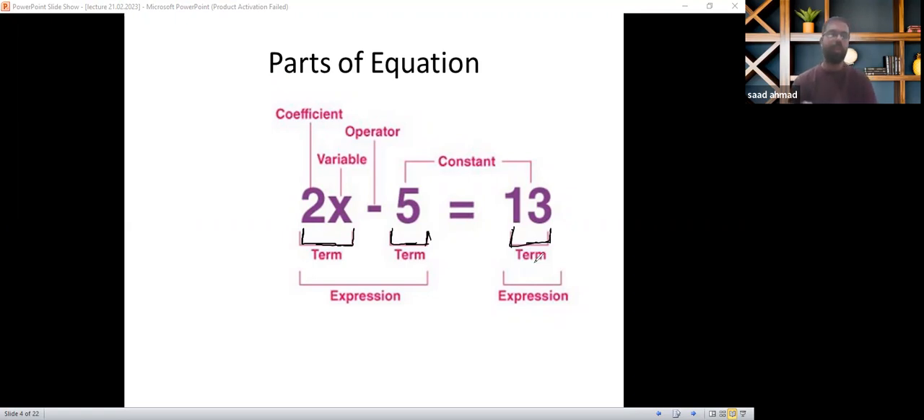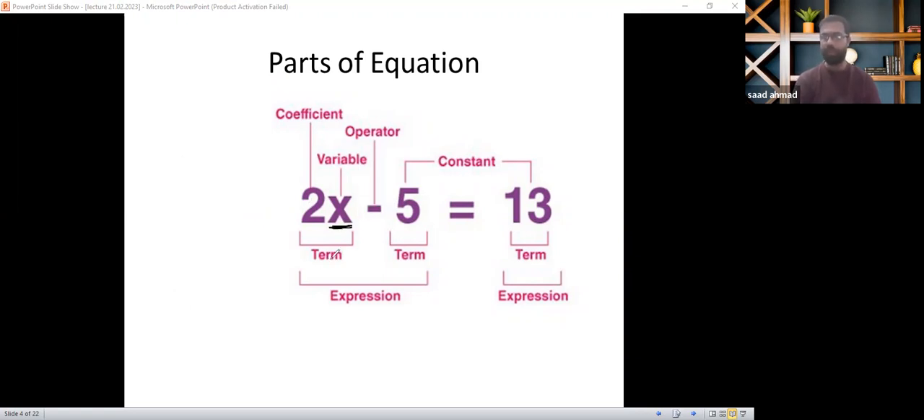How do we identify that it is a term? We identify it by looking at where the plus and the minus sign are in between them. Like 2x, these are not two terms. This is one term because we don't see a plus or minus sign between them. When we see a plus or minus sign, we know that one term is ending here and this is the next term. These symbols, plus, minus, multiplication, division, we call them operators.